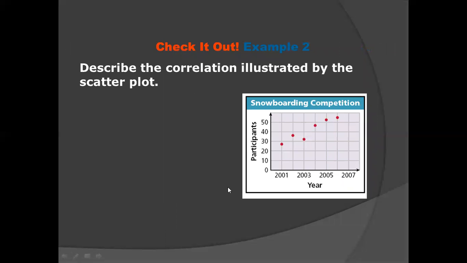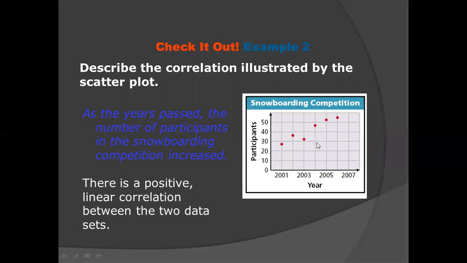Describe the correlation. As shown in the figure, as the years passed, the number of participants in snowboarding increased. So there is a positive linear correlation between the two data sets. Why is it linear? We can draw a line between these points.